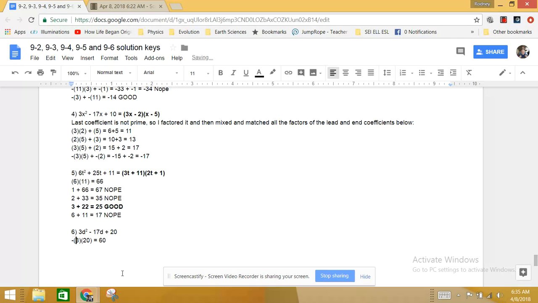I'm just going to leave the negative alone. We'll come back to that. So 60 could be 1 times 60. So 1 plus 60, I'm adding one of the sets of factors, so I get 61. 2 times 30, but that gets me 32, and that's not what I want. 3 times 20, so 3 plus 20 gets me 23.